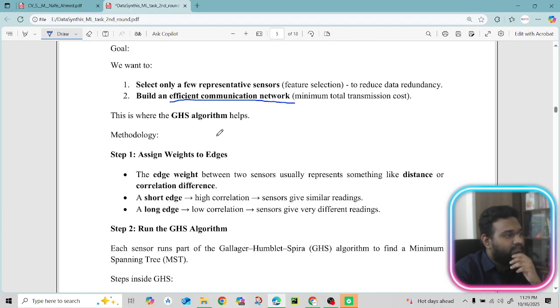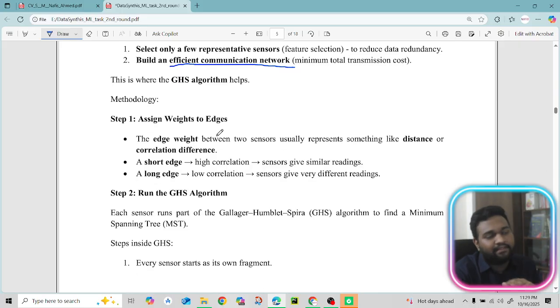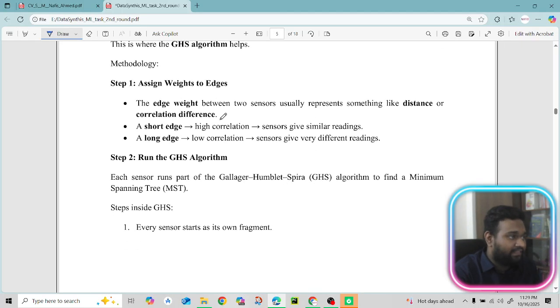So how does this GHS algorithm work? First of all, we have to assign the weights of the edges. In this scenario, I am calling these edges short edge and long edge. What is a short edge? If the sensors are giving similar readings, then we call it high correlation. Why? This is temperature sensor 1, this is temperature sensor 2. Both of them are giving 25 degrees Celsius. Both of the data are almost similar readings, so I will say that they have high correlation. That's why they are a short edge. The edge value will be short.